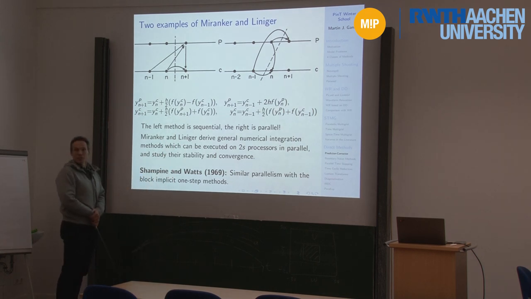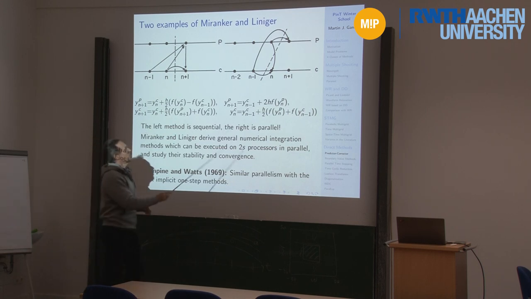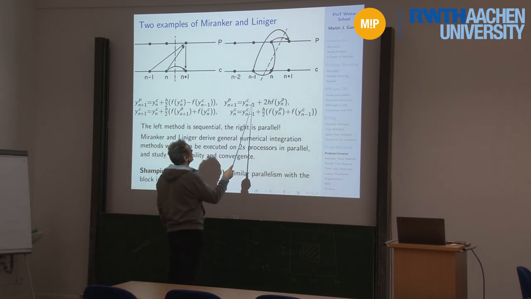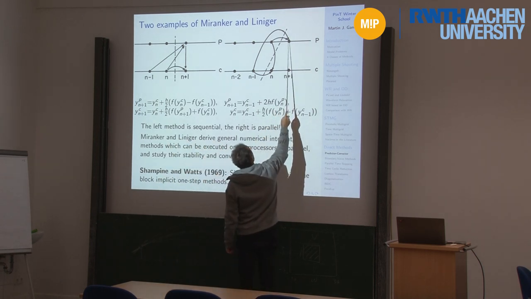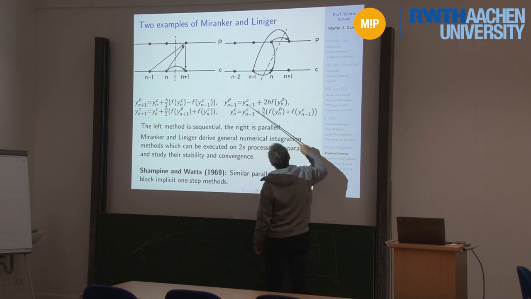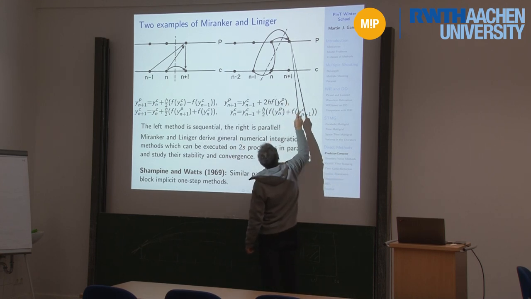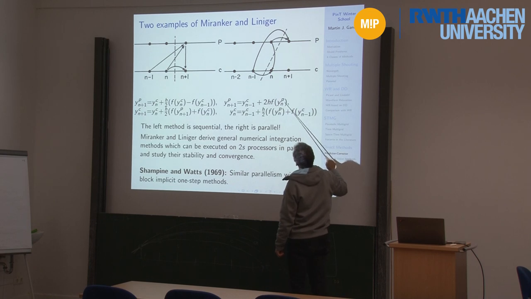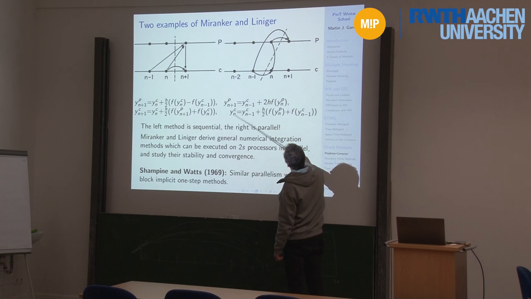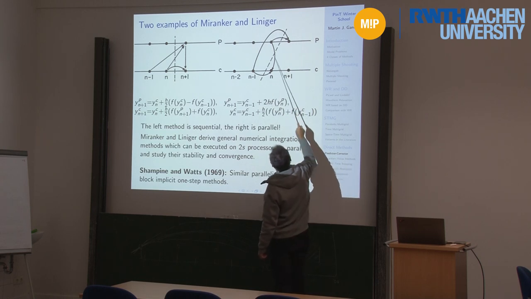And now they propose another method. So it's not the same method, it's another method. They propose this one. So what do you do in this one? In this one, you calculate a predicted value. For this predicted value, you use the corrected value from here. And now you don't use the corrected value from here, but you take the predicted value from before. So it's a different method, different formulation. And then you calculate the new corrected value. And for this, you use the corrected value from before, and also the predicted value from here.